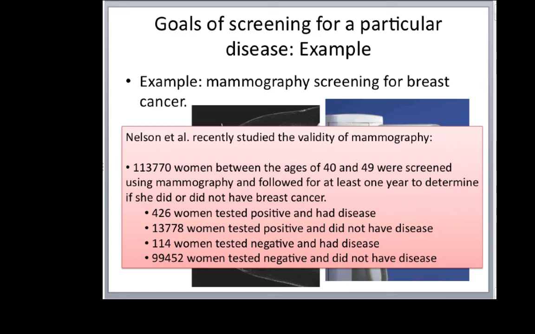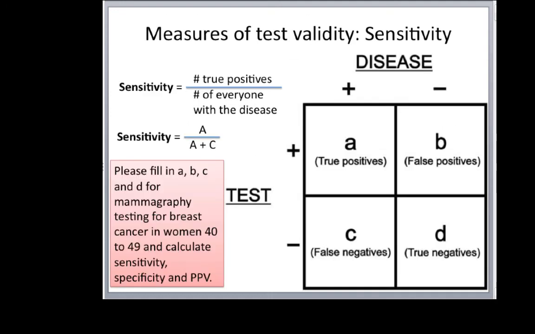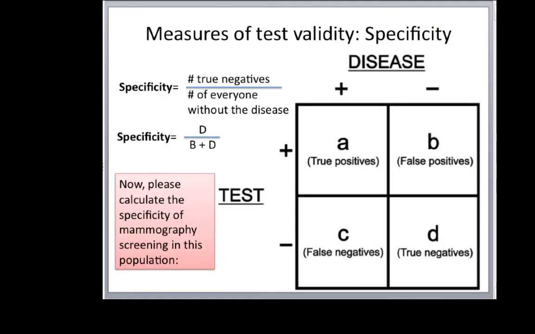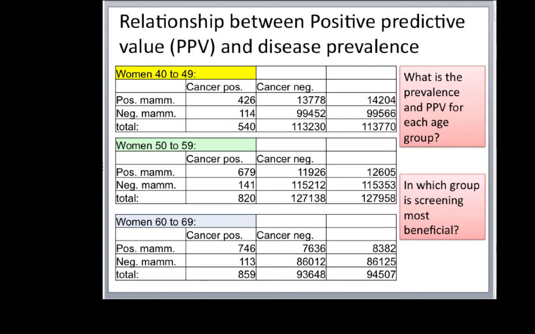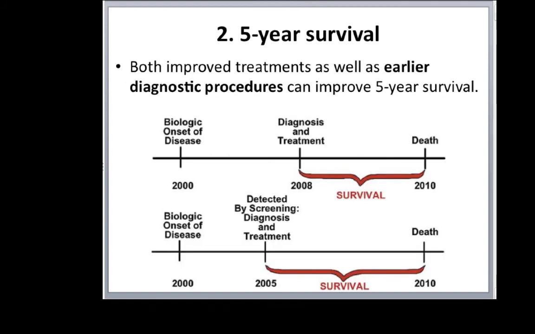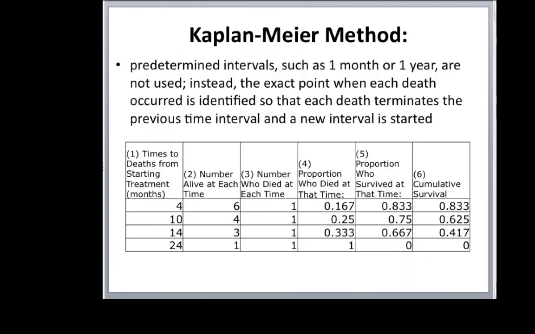But let me ask, how do you feel about calculating sensitivity, specificity, and positive predictive value? Feel good about it? Okay, all right. Then I just need to read carefully how to set it up. Then why don't we go ahead and flip to the Kaplan-Meier method and go through that at least.